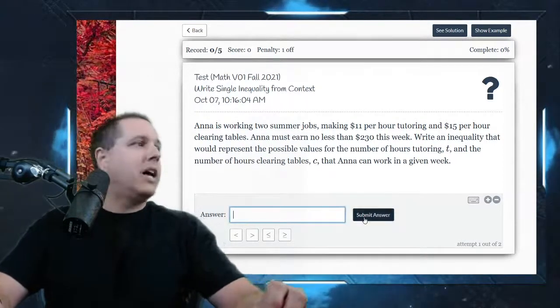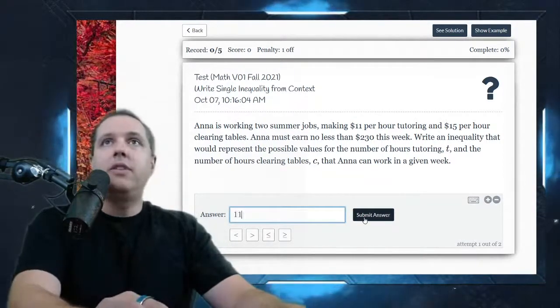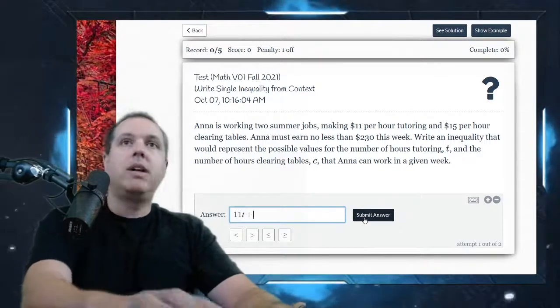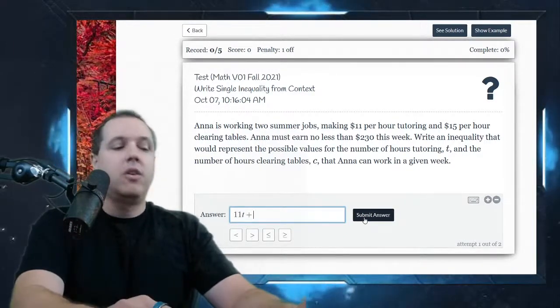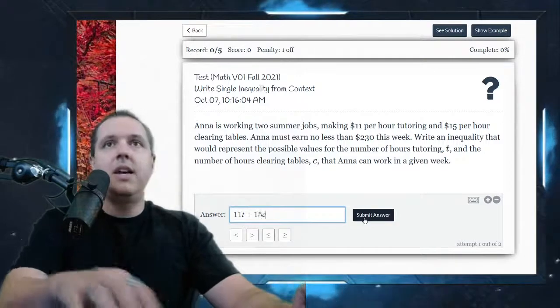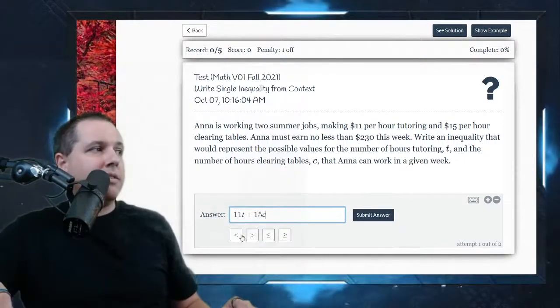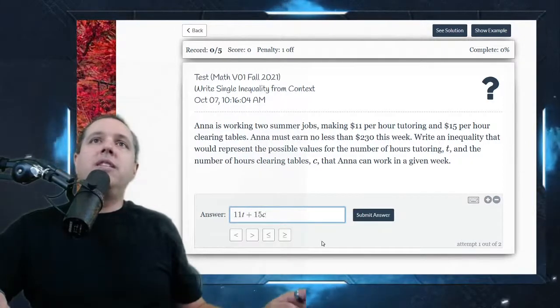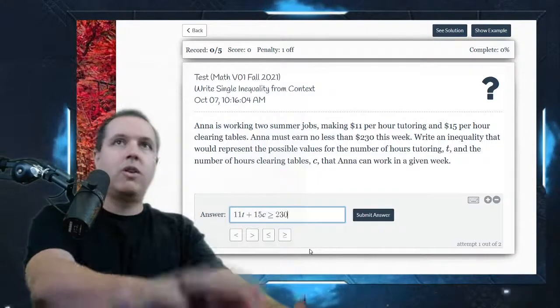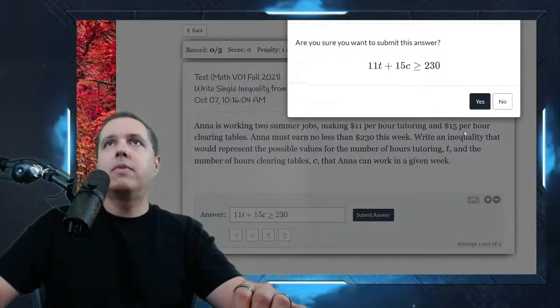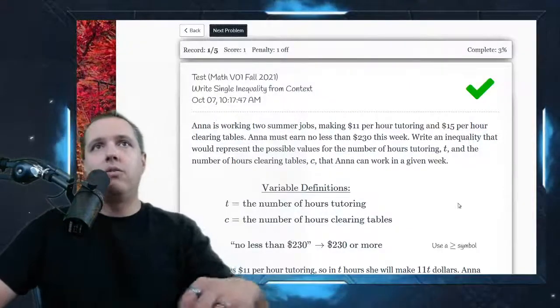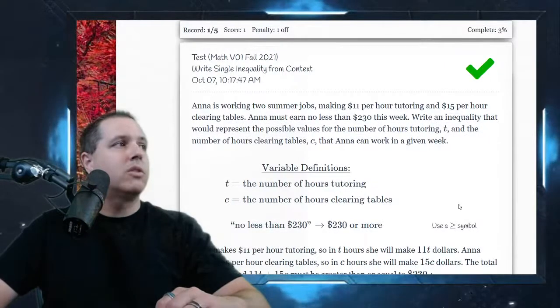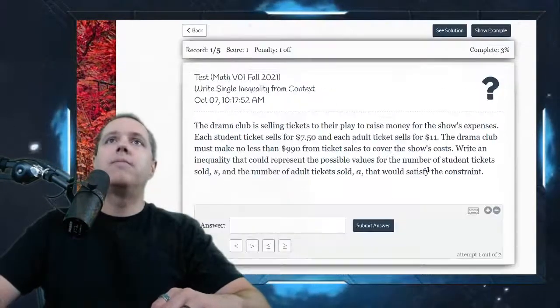So that should look like 11T plus 15C. And notice how they give you the buttons down here? Less than or equal to, greater than or equal to. 11T plus 15C, that has to be greater than or equal to 230. There we go. See that? See how that works? All right, let's look at another one.